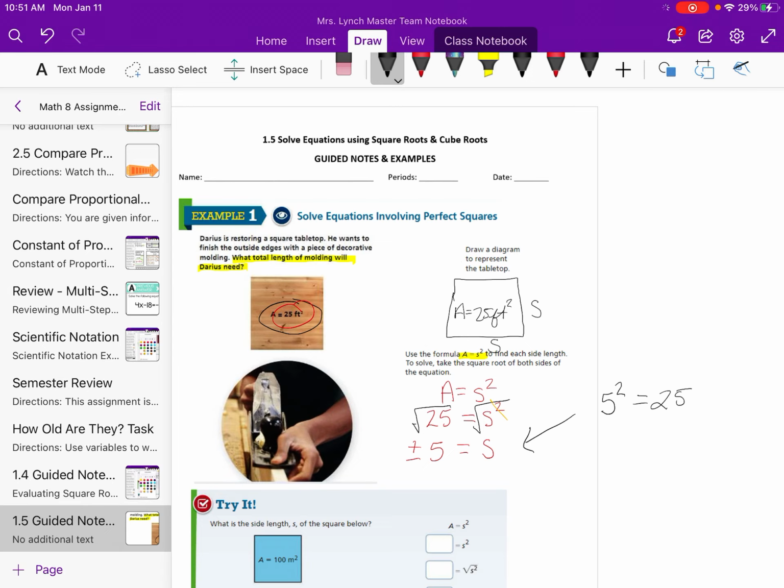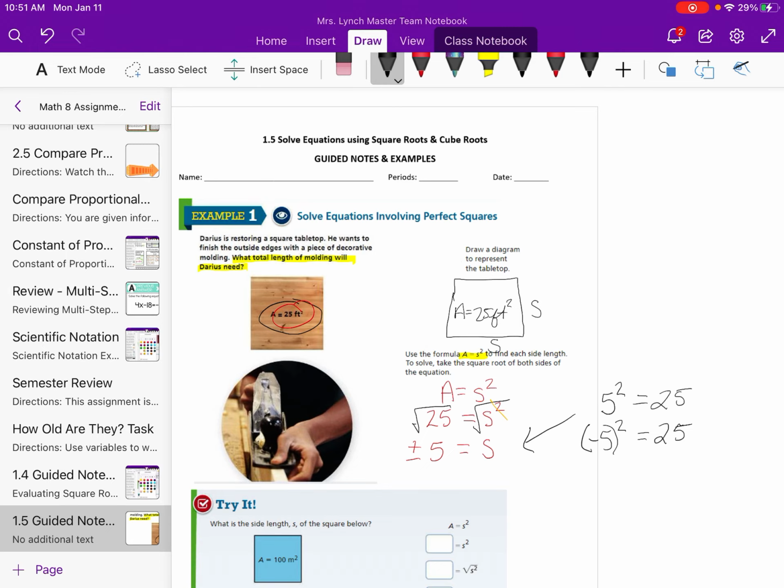But what if it's a negative 5? So in other words, what's a negative 5 squared? So what's negative 5 times negative 5? You should know that two negatives make a positive, and so that also gives you a positive 25. So that's why we have the plus or minus out front of the number whenever you take the square root, when you're solving, only solving, not like last week. We didn't have to do this at all last week.